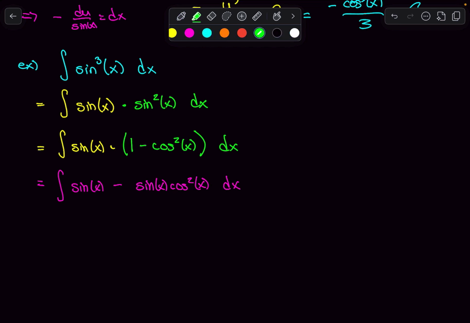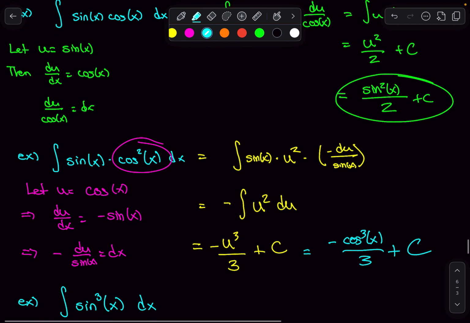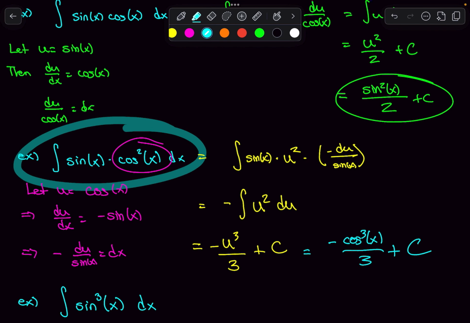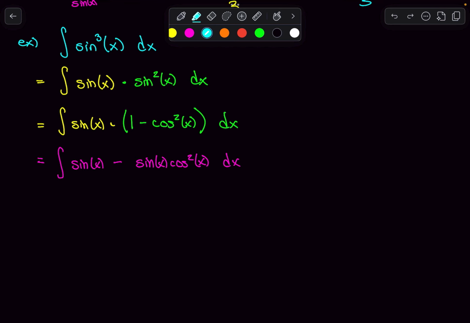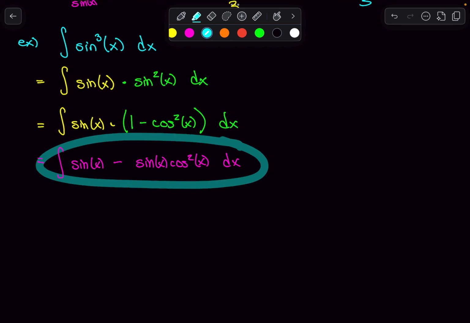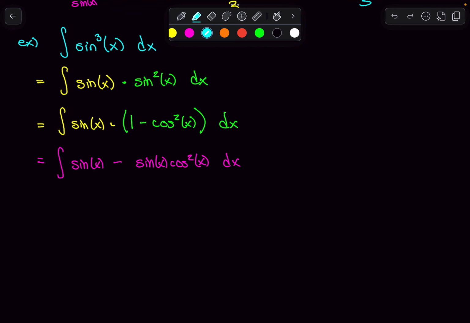And now all of a sudden we can do this, because the first one, the antiderivative of sine is negative cosine, and the antiderivative of sine of x cosine squared of x, we just did up here, right? That one's just a quick u substitution, and we are good to go, because we can let u be equal to cosine, the derivative of which is negative sine, and life is going to be good. So at this point, we can pause and say, hooray, we have made some progress.